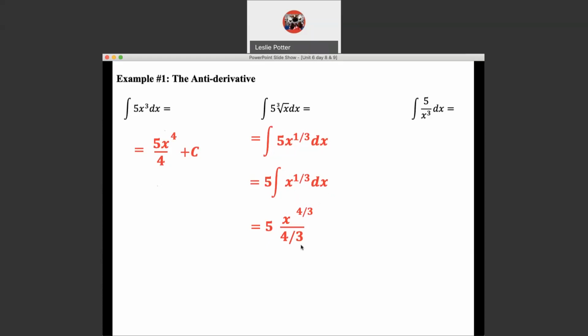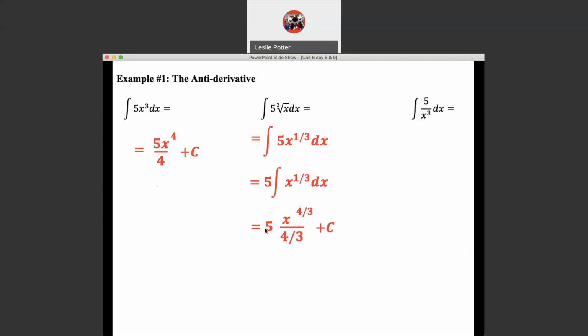And this looks a little clunky, but if you get into the habit of just increasing the power by 1, dividing by that new power, and then give yourself a step to work out the math, then you're not doing too many things at one time. It's harder to make a mistake. And then the plus c on the end.